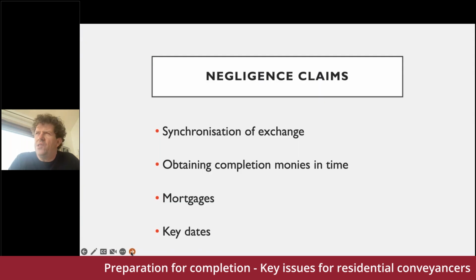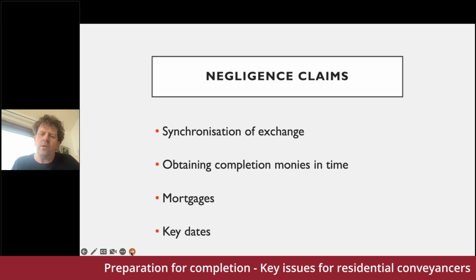What causes negligence claims? Now, this is where I get awfully negative, but I do a lot of work with professional indemnity insurers and a lot of work looking at what causes negligence claims. And what causes negligence claims with regard to preparing for completion? Firstly, a failure to synchronize exchange on sale and purchase and to synchronize completion. Secondly, a failure to obtain completion monies in time, leading to a delay or leading to problems generating a notice to complete from the other side.